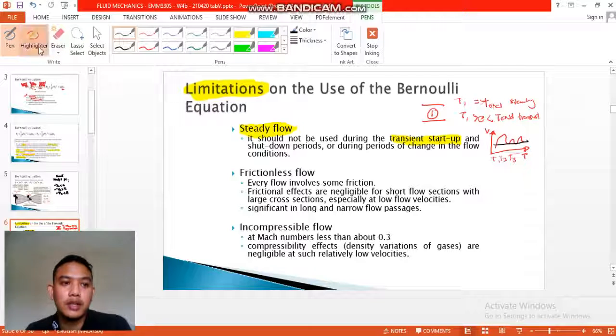The second limitation is that it should be a frictionless flow. In this case we ignore the friction effects. We know that every flow has friction, but friction effects are negligible in this Bernoulli equation. The third one is incompressible flow. The flow should be incompressible, which means that if it's air, it should be under 0.3 Mach number, so there are no compressibility effects.